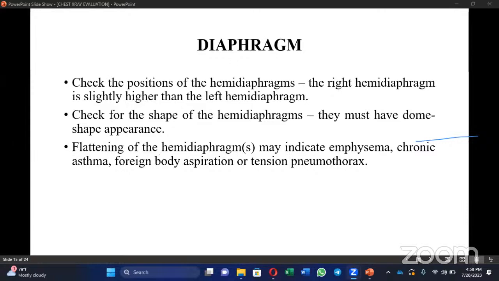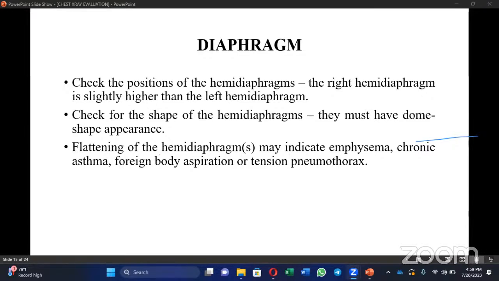The diaphragm is always important to look at. You have to assess the position and the shape of the diaphragm. How do we look out for the position of the diaphragm? The right hemidiaphragm is always a little bit higher than the left hemidiaphragm, about 2 centimeters higher. So in a case where there is a significant elevation of a diaphragm, you should look out for the pathology that is causing that elevation.